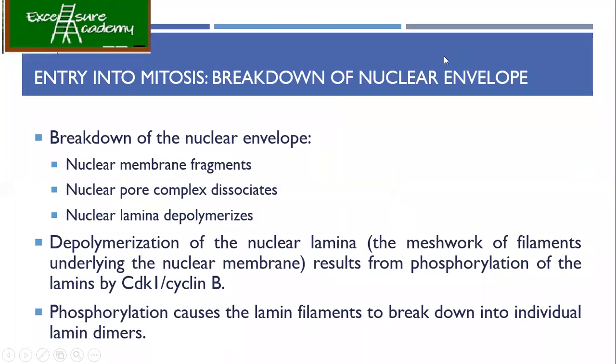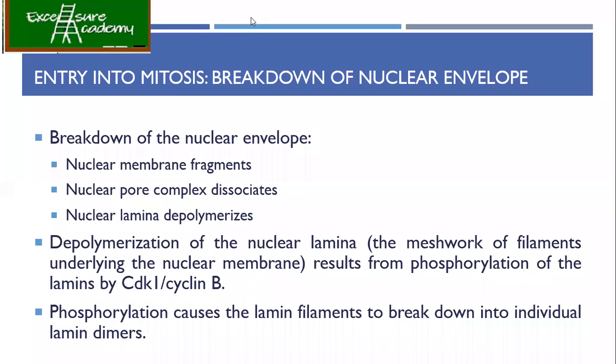Now, next thing. We talked about the condensation of the chromatin. The second thing is about the nuclear envelope, which gets broken down. The breakdown of the nuclear envelope happens by the nuclear membrane getting fragmented. NPC, that is the nuclear pore complex, dissociates.